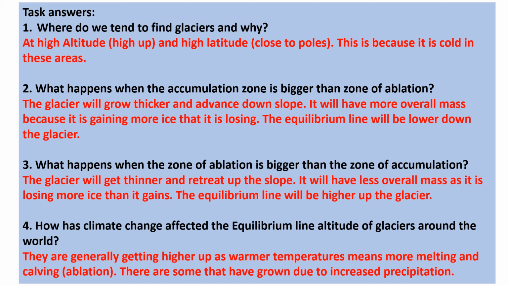And then finally, how has climate change affected the equilibrium line altitudes of glaciers around the world? So they're generally getting higher up as warmer temperatures mean more melting and calving. So that's ablation. So it causes the ablation zone to get bigger. There are some, however, very few, that have grown due to increased precipitation, more snowfall as it gets warmer.